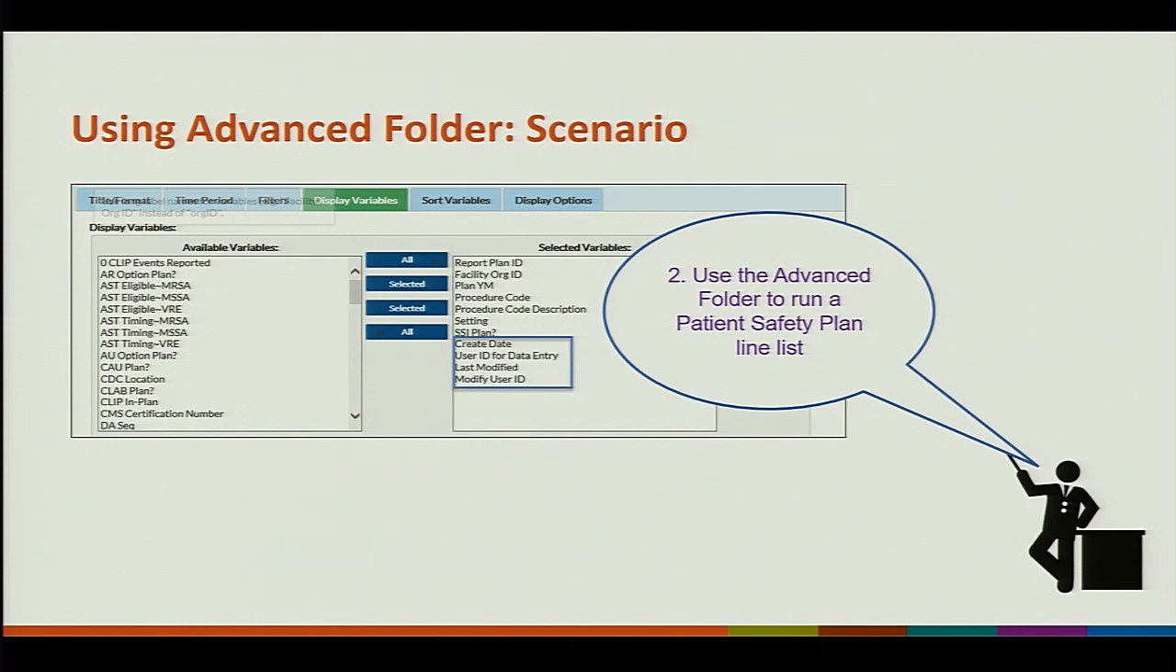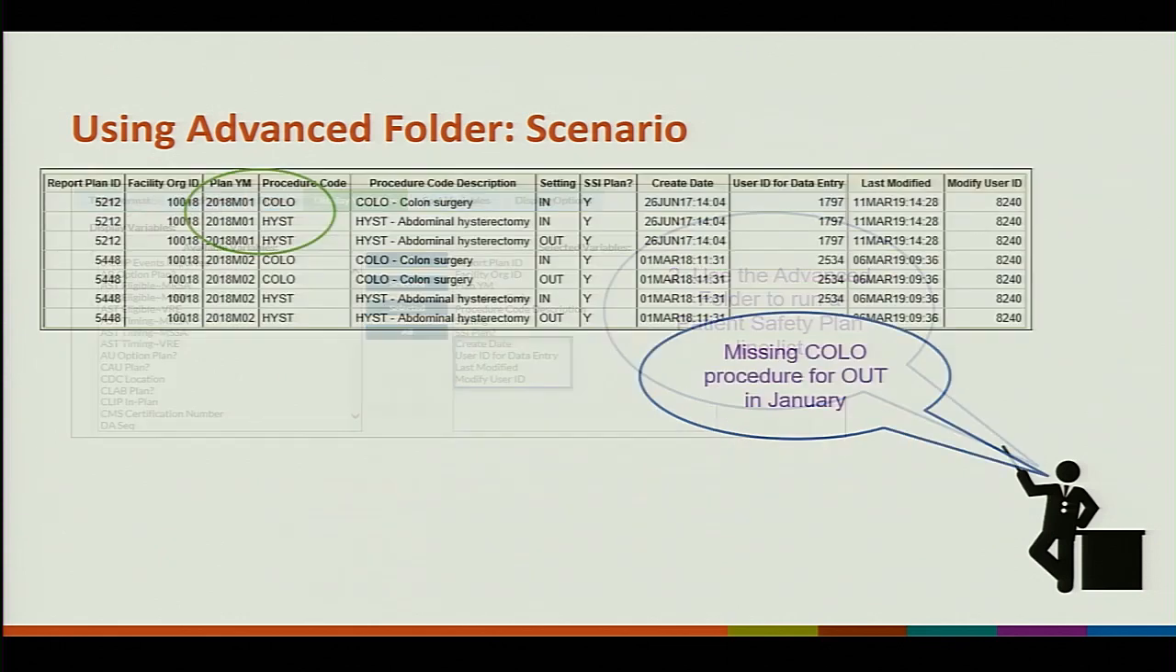Then I want to pull my selected variables. I want to look at my org ID and my facility ID. I want those procedure codes up there. I want to look at the create date and the modified date, and I'll explain what those variables can do and what they can help you understand about your data in a moment. Now I want to look at the output.